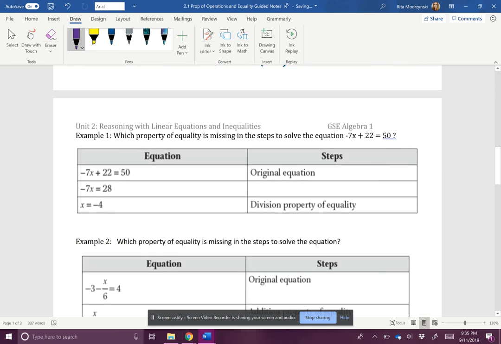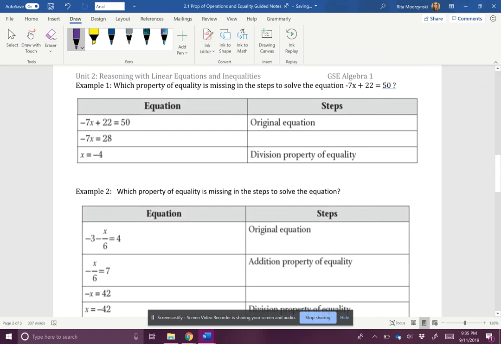Now, how we actually use these properties is on the back. Here, what you're looking at is an equation, and it's already solved for you, and you just have to pick out which property of equality is missing in the steps to solve the equation. So if you notice, our first step is always the original equation. That's what we're given. That's always going to be given to you. This is the original equation.